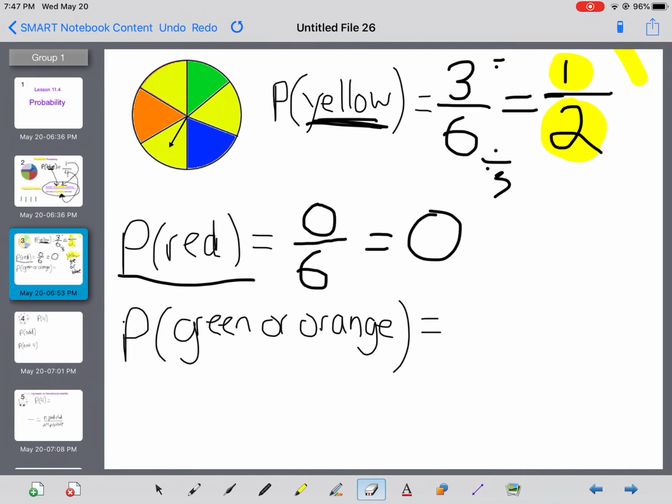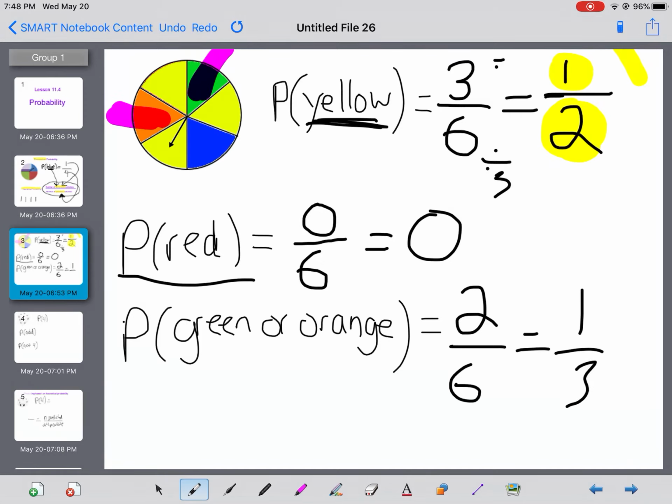All right, now let's take a look at this one, probability of green or orange. If I look at my spinner, I have green and then I have orange. So how many favorable outcomes do I have? There are 2 options that I could land on that are favorable out of 6, which I can simplify to 1/3. So the chance of me landing on green or orange is 1 out of 3. Again, this is just theoretical probability. It doesn't mean if I were to spin my spinner 3 times that 1 of the times would be green or orange. It means most likely that's what would happen.